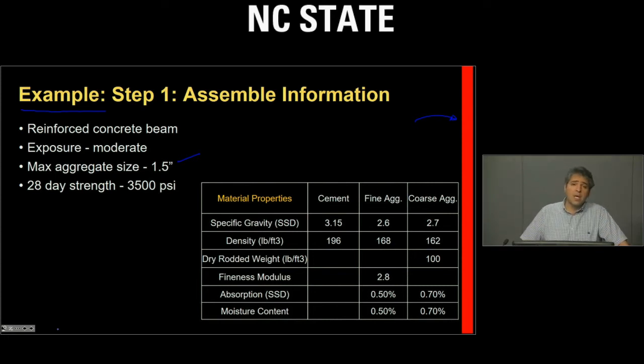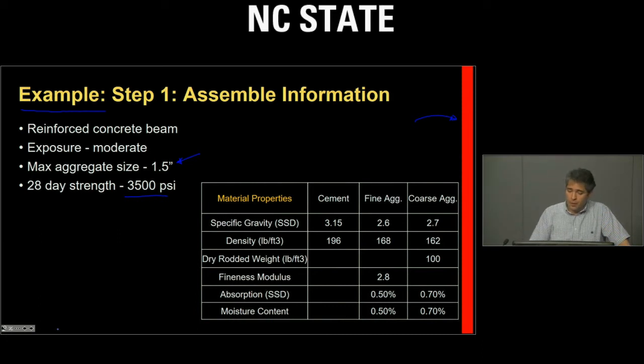And sometimes you will be given the dimensions of the member, and then you have to determine the maximum aggregate size for your particular application. The specified compressive strength of the concrete in this case is 3,500 psi. And the table over here on the right shows all the information about the local material that we want to use to make this concrete mixture.